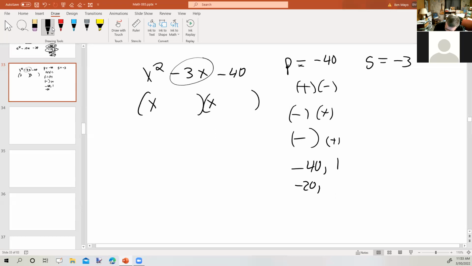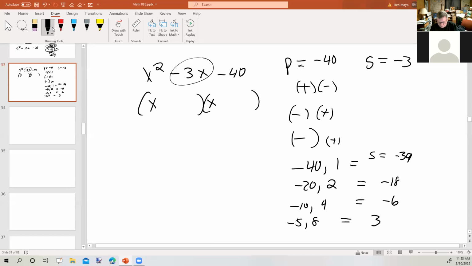So what if I cut this in half and double that? That will still give me a product of negative 40. Let's go back here. This had a sum of negative 39. This would have a sum of what, negative 18? Well, I'm still a long ways from negative 3, but I'm getting closer. This negative 20 is even. Let's cut it in half and consequently double that one. I still have a product of negative 40, but now my sum is negative 6. Well, let's keep going. We'll cut this in half and double that one. My product is negative 40. My sum is a positive 3.